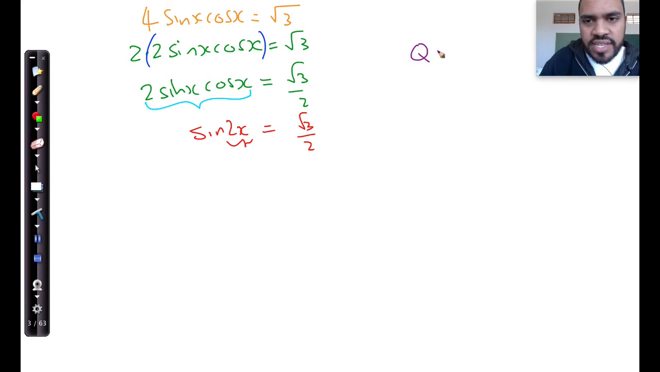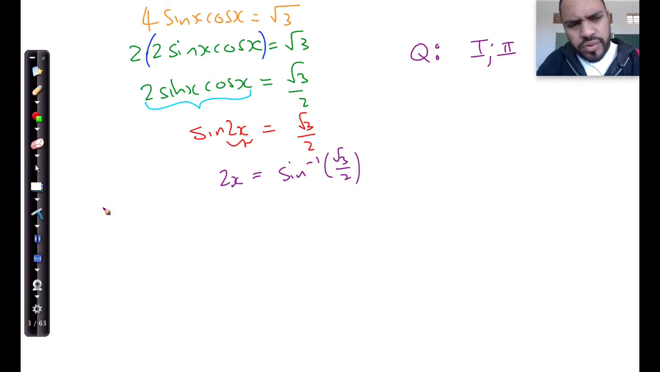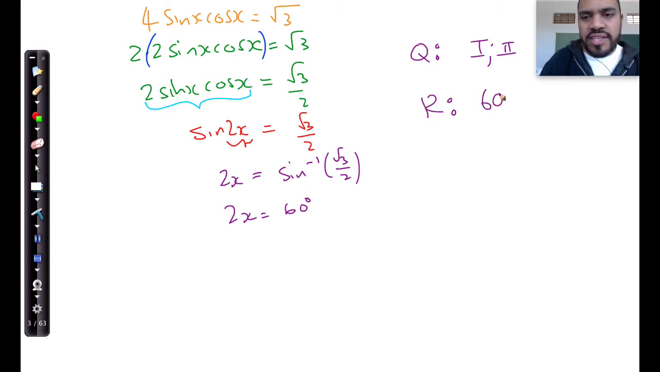So for the quadrants, since this is positive, I'm working in the first quadrant, and I'm also working in the second quadrant. So what does this look like? Well, that's the quadrant. Now I solve for 2x, which is solving for the reference angle. It's going to equal inverse sine of root 3 over 2, and we know sine of 60 degrees is root 3 over 2. So therefore 2x must equal 60 degrees, and that is my reference angle. So our reference angle is 60 degrees.